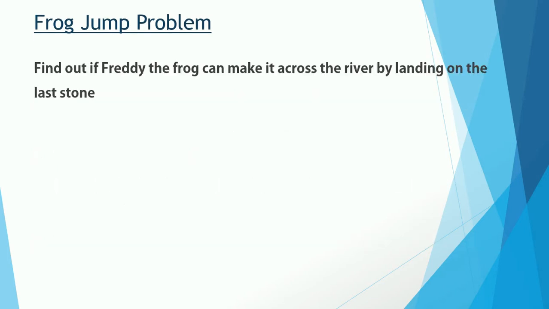Now we need to find out if Freddy the frog can make it across the river by landing on the last stone given. Alright, there are certain things which we also need to keep in mind. The first of them is that the number of stones is always going to be greater than 2. So I'm talking about different test cases. So we are working on one test case, but if there is another test case that you will be working upon, then the number of stones will always be greater than 2.